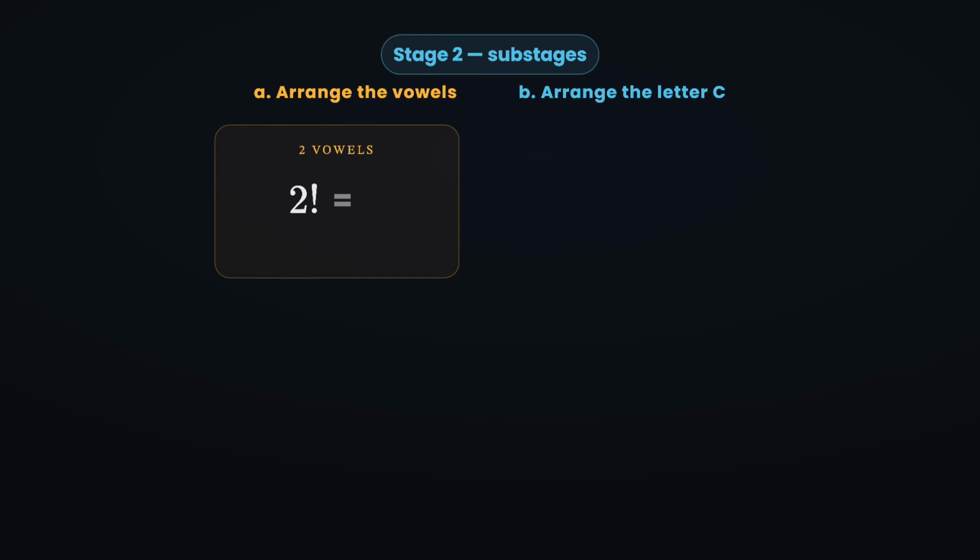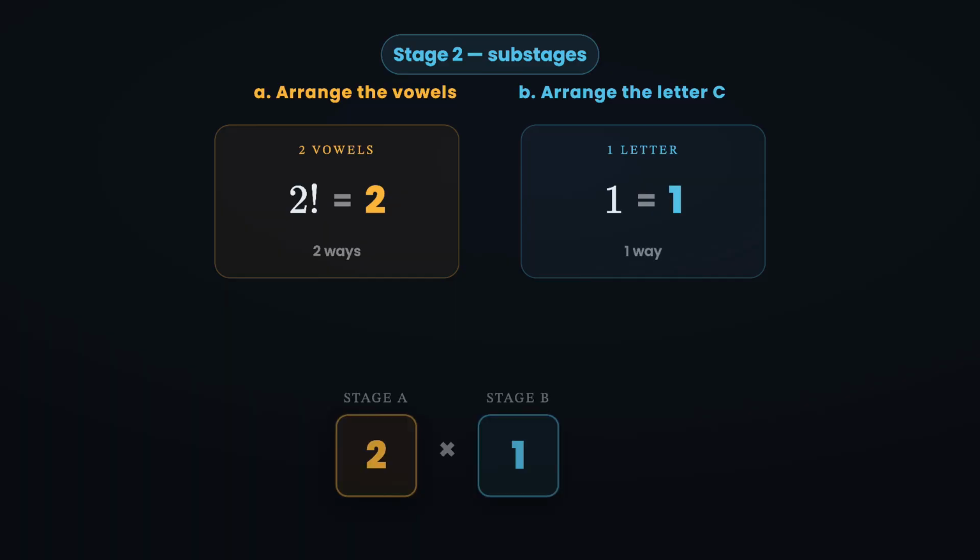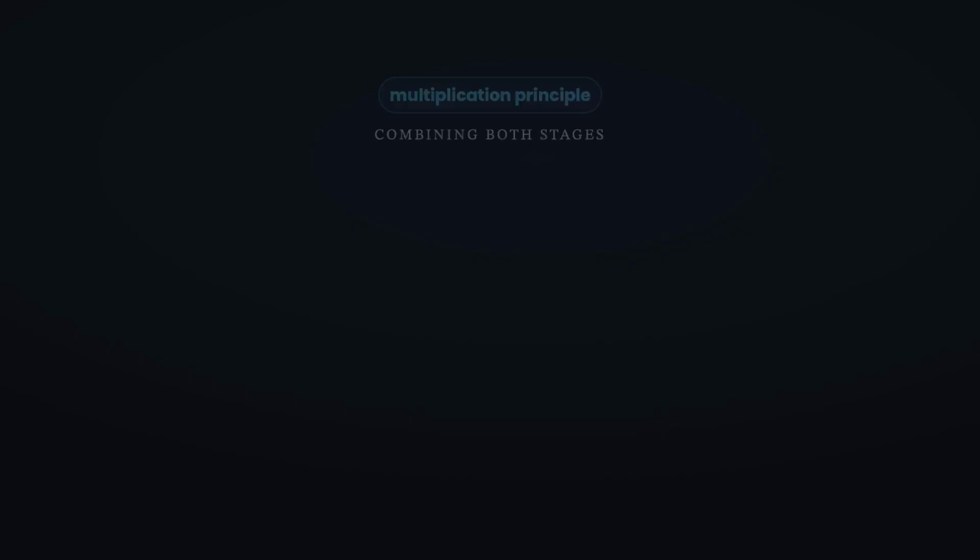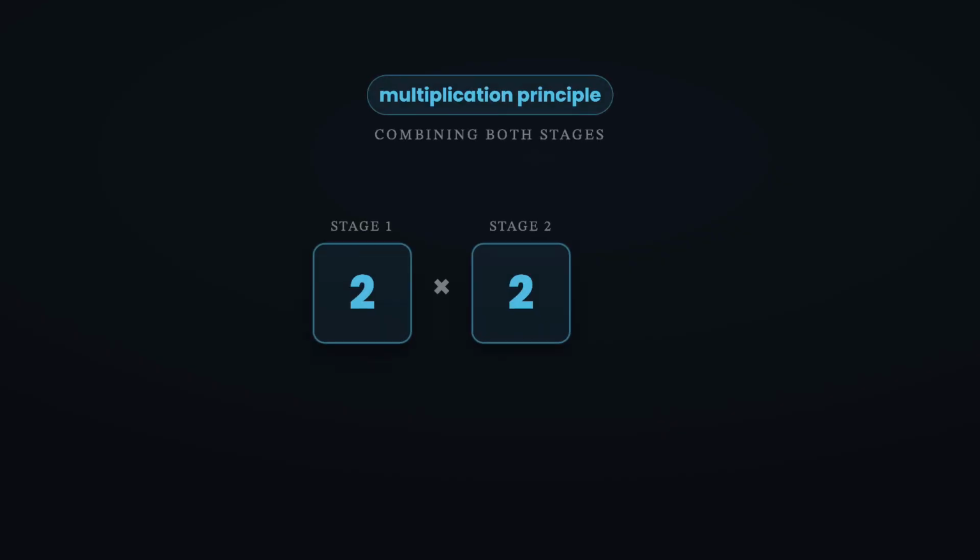Now let's look at the second stage. There are 2 substages inside. Note that once you're familiar with this, you may not need to write the sentence anymore. So stage A, arrange the vowels, stage B, arrange the letter C. To arrange the vowels, there are 2 vowels, so 2 factorial, which equals 2 ways. To arrange the letter C, there's only 1 letter, so there's 1 way. Using the multiplication principle, the total number of ways to do stage 2 is 2 times 1, which equals 2 ways. Using the multiplication principle again, the total number of ways to arrange the letters with that restriction is 2 times 2, which is 4 ways.